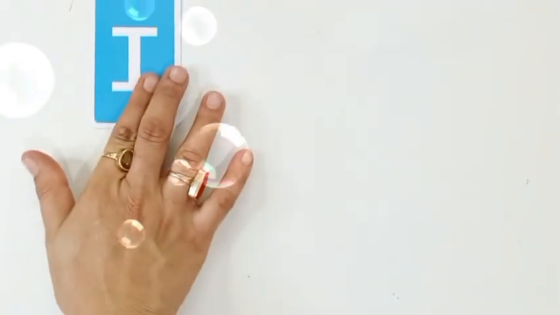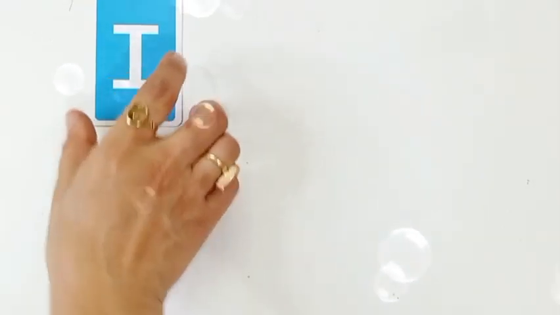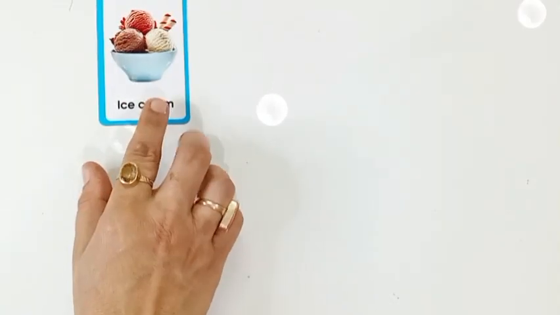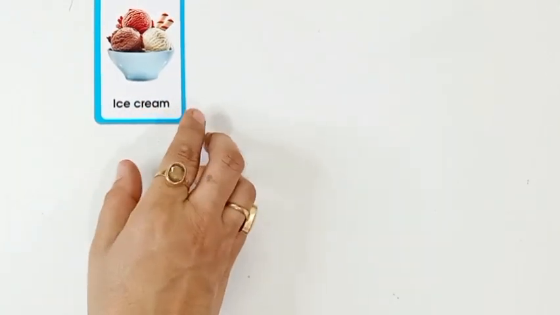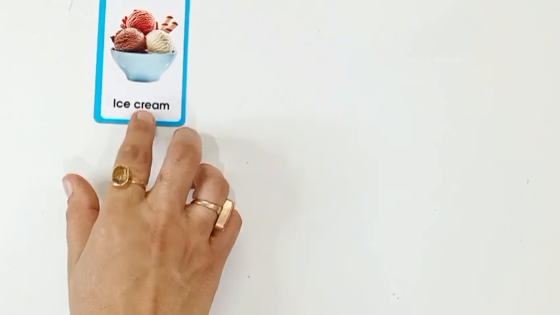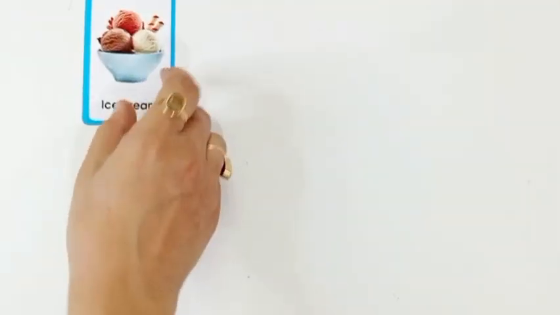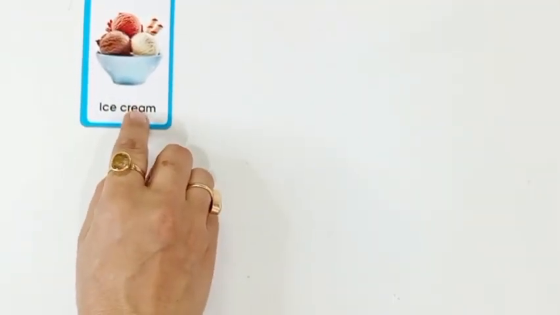Let's learn some alphabets and words. This is capital letter I. I for ice cream. I-C-E C-R-E-A-M, ice cream. This is ice cream.